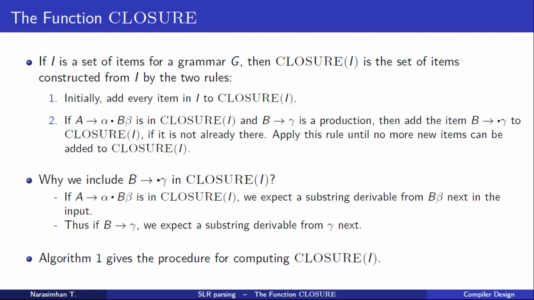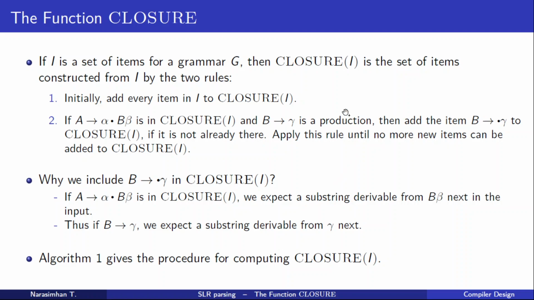Welcome back. In the last lecture, we saw what an augmented grammar is. We also discussed the concepts of LR0 items. Today, we are going to talk about two important functions. One is known as closure, the other one is known as goTo. These two functions are very much helpful in constructing the canonical collection of LR0 items. So let us start with the function closure.